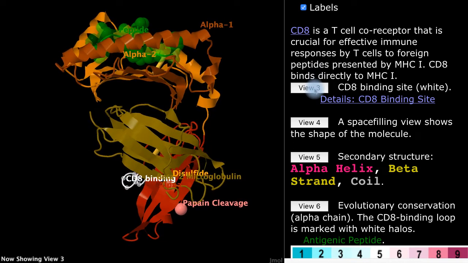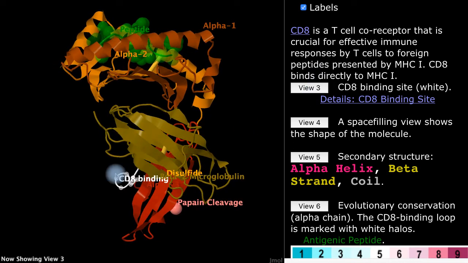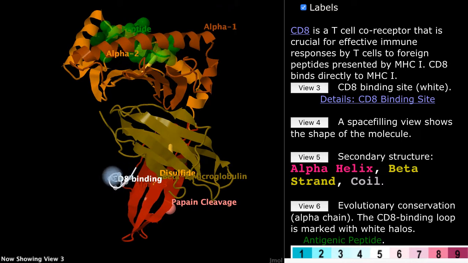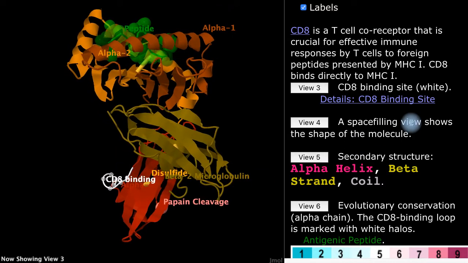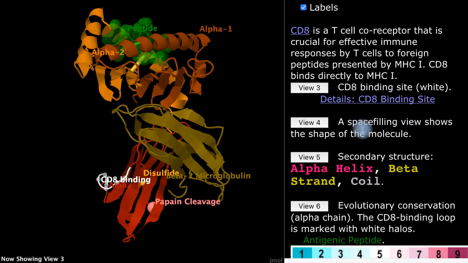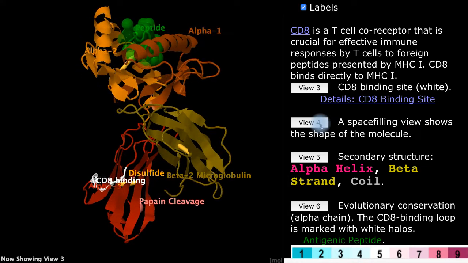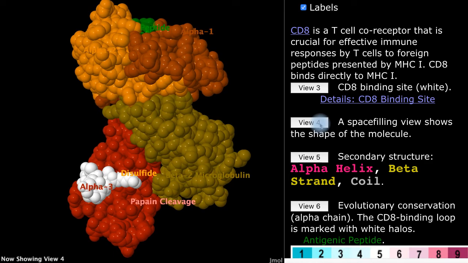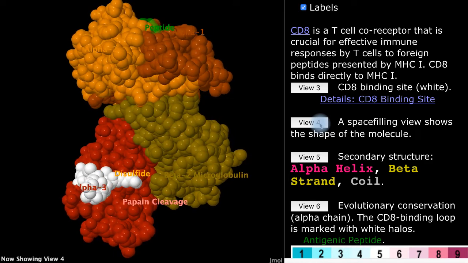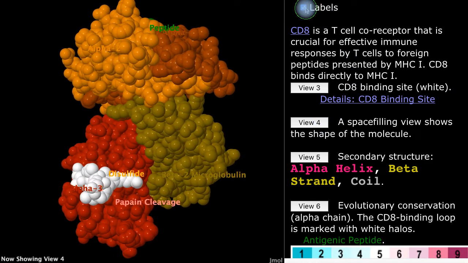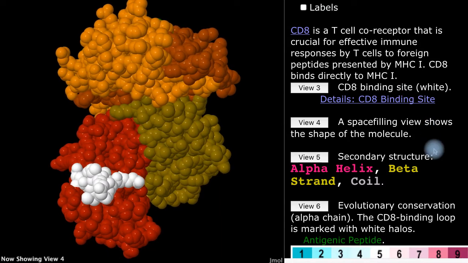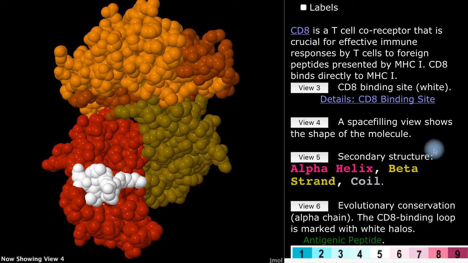In view 3, the CD8 binding site is colored white. It is a surface loop on domain 3 of the alpha chain. In view 4, we see the same molecule as a solid object. Each atom is shown at its real size, its van der Waals radius.